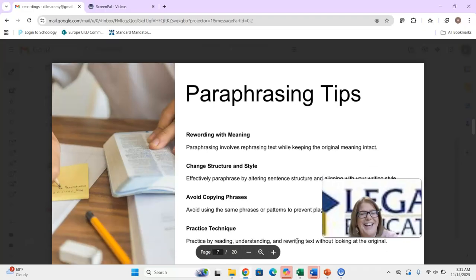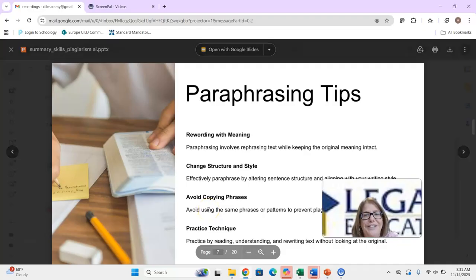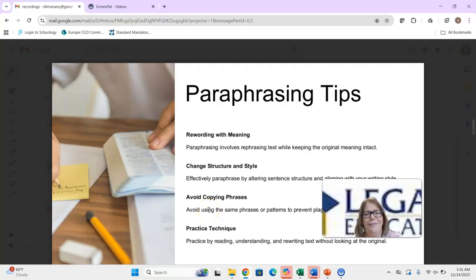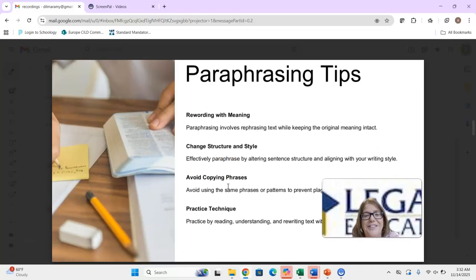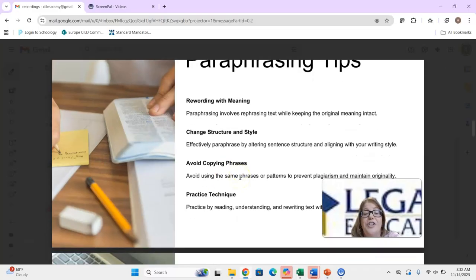Paraphrasing. What is that? What's the art of paraphrasing? How do I know if I'm paraphrasing appropriately? And what is paraphrasing? Well, essentially, paraphrasing is rewording. It says there at the top, you're rewording with meaning. So you can see here that you're actually changing the structure and style. This is one of the key things that I think people forget.